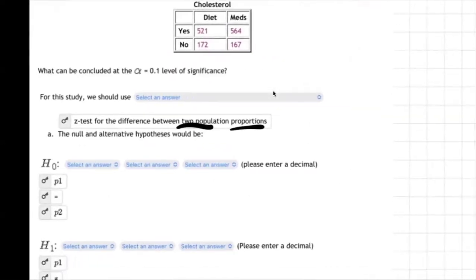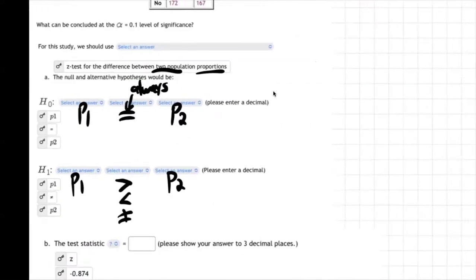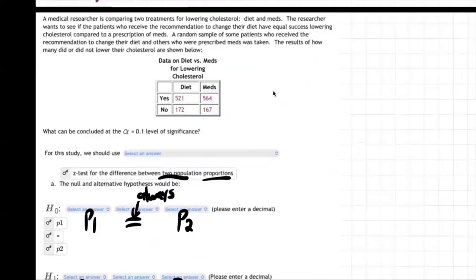All right, so H0 is P1 equals P2, and H0 is always equals, isn't it? But then for H1, we're going to have P1 and P2, but it's either going to be greater, less, or not equal. Which one? How do we know which one? Well, you go up and look for words. You look for words like bigger, smaller, higher, lower, that mean greater or less, something like that.